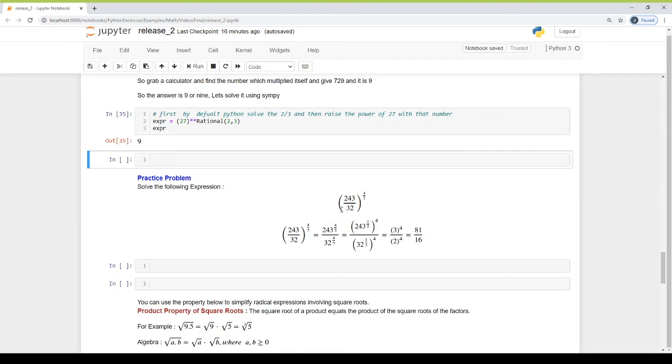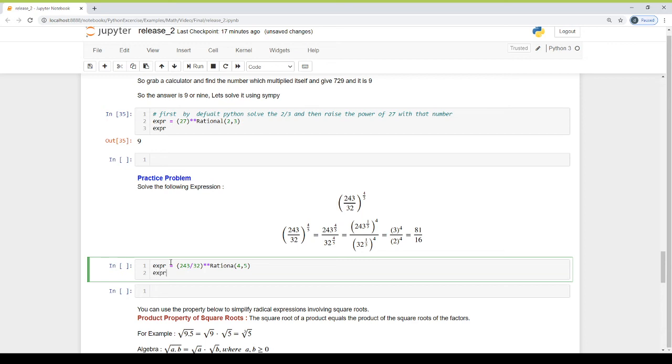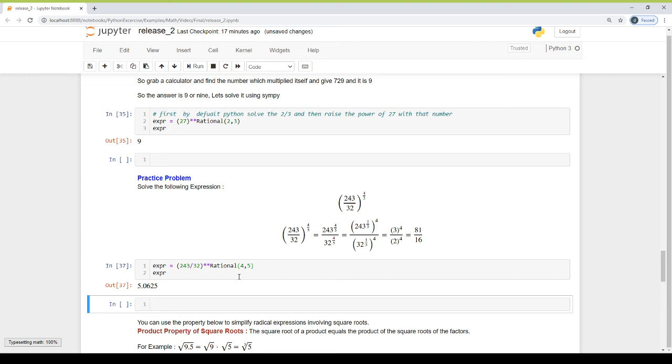Another practice problem: 243 by 32, raised to power 4 by 5. The expression is equal to, this is also a numerical expression, 243 divided by 32 raised to power 4 divided by 5. We write expression with rational, shift enter.